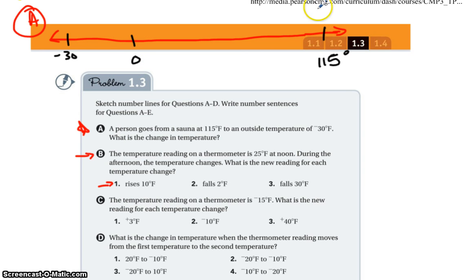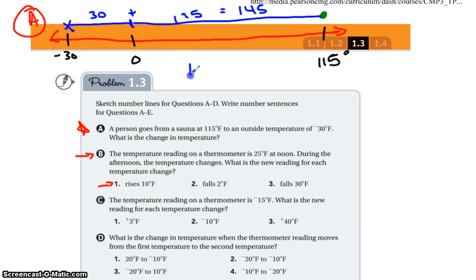And what we're doing is we are starting here, and we are decreasing. We're moving to the left. Right here would be 115. And then if we keep going down to our stopping point of negative 30, there would be a distance of 30 there. So the addition of these two numbers is going to be 145. So there is a 145 degree difference or change.